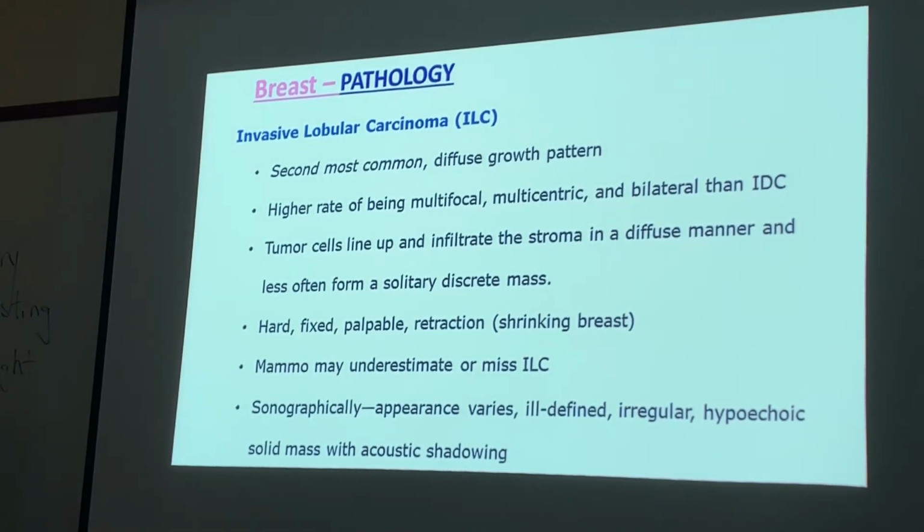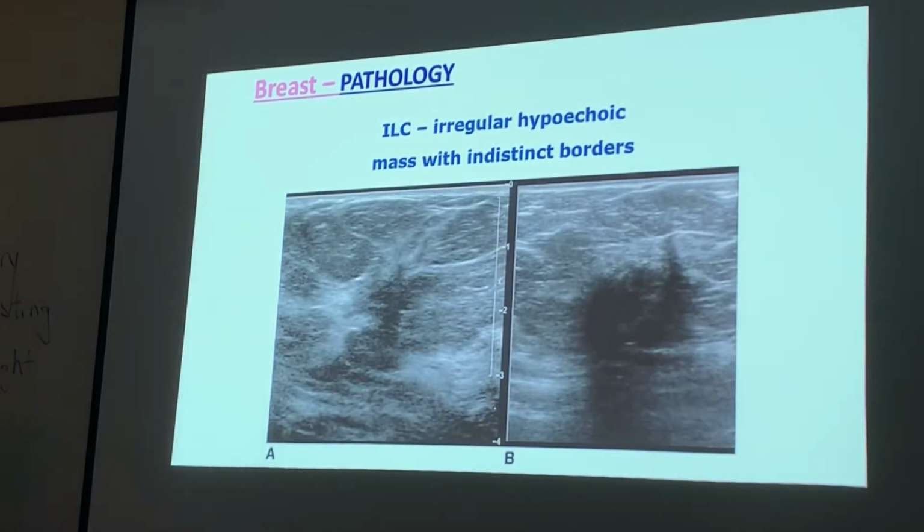Sonographically, the appearance varies: ill-defined, irregular, hypoechoic, solid mass without acoustic shadow. Okay. And this is how it appears. Here goes our invasive lobular carcinoma. You don't really see the borders that well. See that the borders aren't hyperechoic, well defined. You know, just kind of laying in there. There's no clear delineation of this mass. And this one also has indistinct borders. Okay? They're not hyperechoic like the invasive ductal carcinoma.